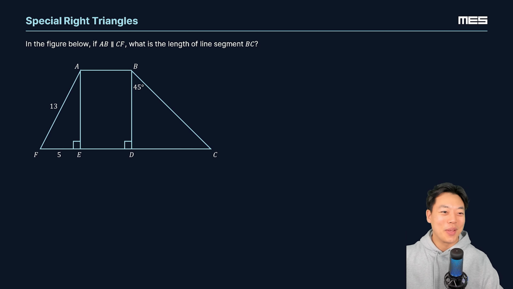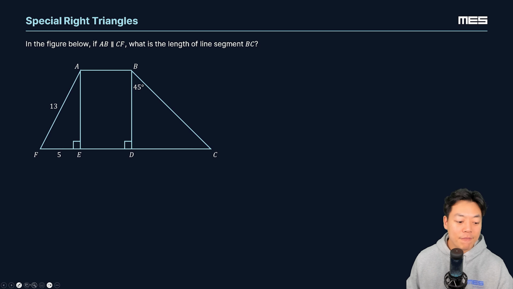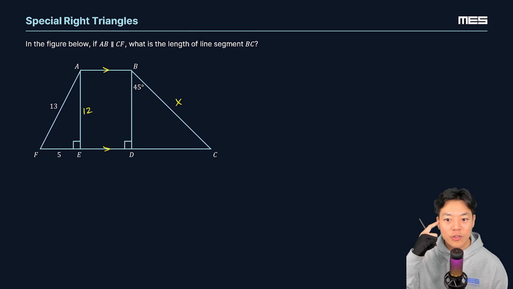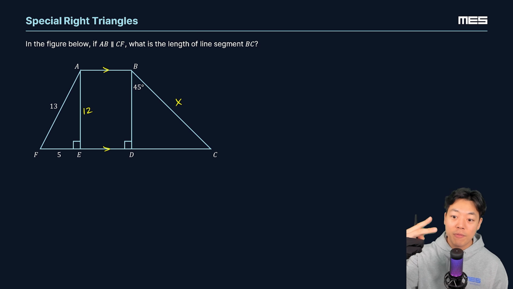All right, lock in. Here we go. In the figure below, if AB is parallel to CF, this entire base, what is the length of line segment BC? So that's X. Well, special right triangles, Pythagorean triples coming up right here. 5, 13, we know this is 12 right off the bat. This is one of your Pythagorean triples that you must know, right? 3, 4, 5, and then there's 5, 12, 13.